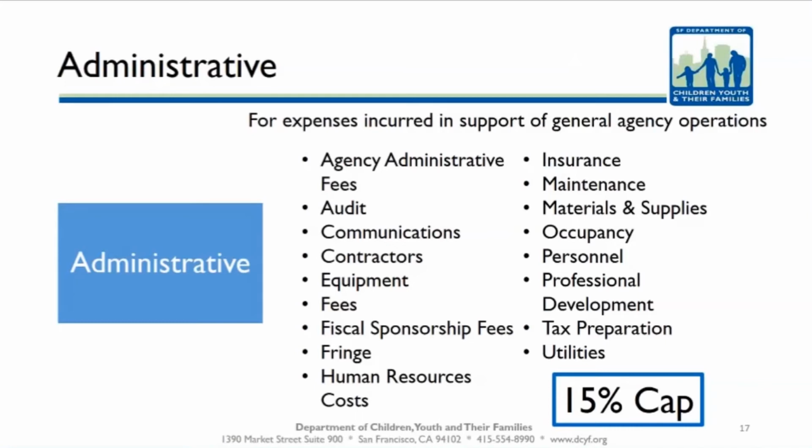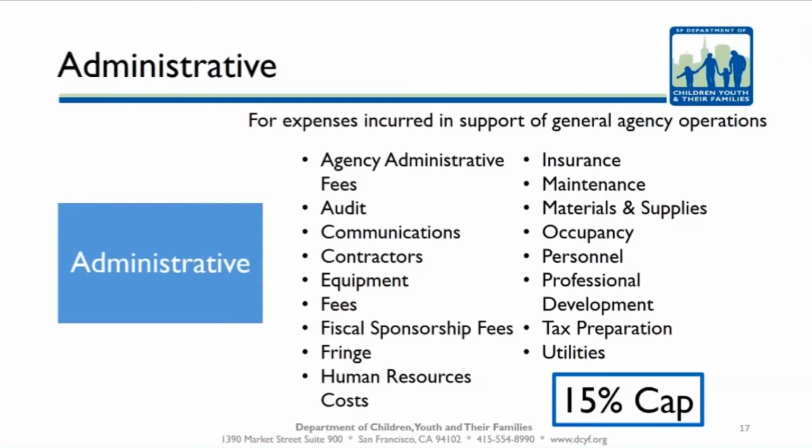Several finance-related fees, starting here with audit, are administrative fees. You see contractors here again, just as we've seen before. If you bring in an outside party that's providing support to your agency, that would be reflected here under contractors. If you're a program that uses a fiscal sponsor and they charge a fee for those services, those fiscal sponsorship fees are reflected here. And tax preparation, again, another finance-related fee that you'll find under administrative.